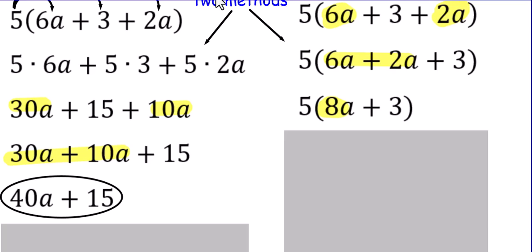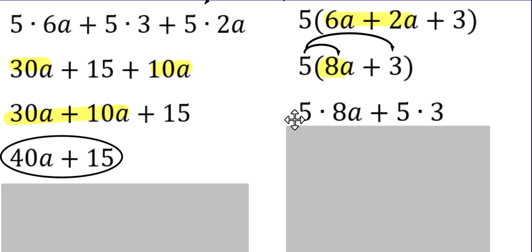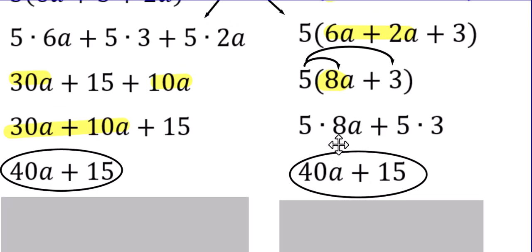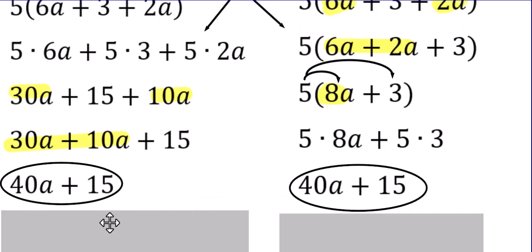And at this point, I can now distribute, now that I have my like terms combined here, and I can take 5 times 8a and 5 times 3. So we've got 5 times 8a plus 5 times 3. 5 times 8a gets us 40a, and 5 times 3 is 15. And we can see that we get the exact same solution using either method, so you can choose whichever one you prefer. Let's take a look at a second example.